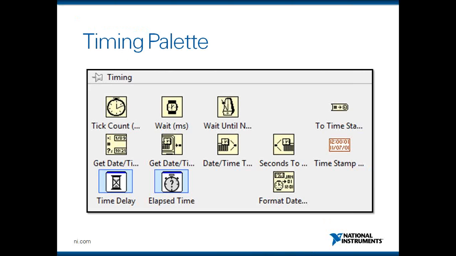So this is the timing palette. I'm sure most of you have seen this, and you've probably used one or two of these quite frequently. So we have the tick count, wait, and wait until next millisecond. These are the three most commonly used and the three most important functions when it comes to timing. We have some other operations that help you manipulate the date time function of your system time, that we will come to a little later. I'll explain in brief what all of those mean as well. In addition to tick count, wait, and wait until, I'm also going to take another function called elapsed time. It's a very interesting feature, but very seldom used.